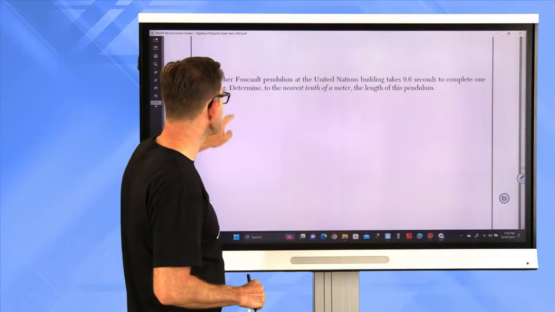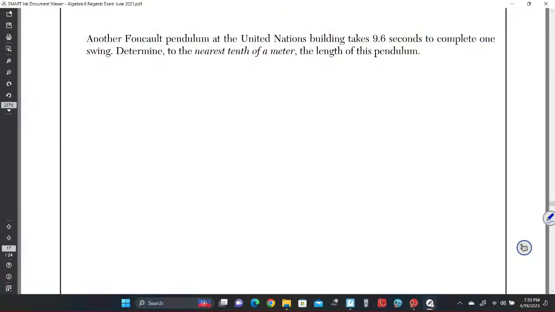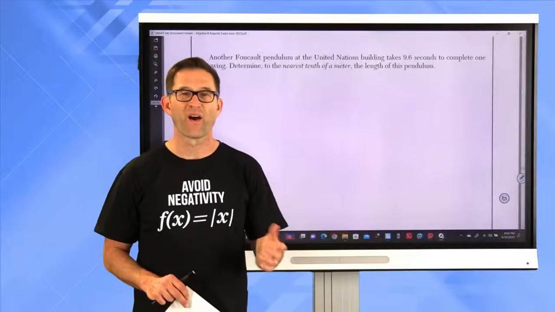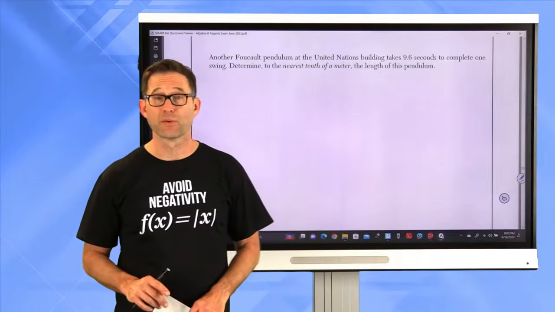Now, let's look at the second part of the problem. Another Foucault pendulum at the United Nations building takes 9.6 seconds to complete one swing. Determine, to the nearest tenth of a meter, the length of this pendulum. All right, well, finally, we've got a little algebra to do.